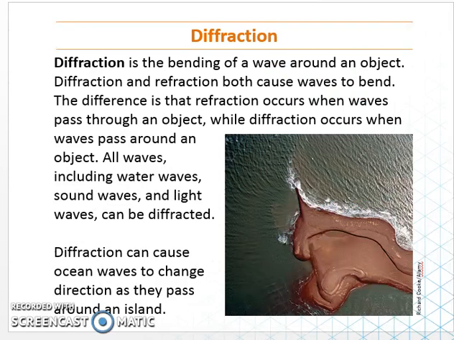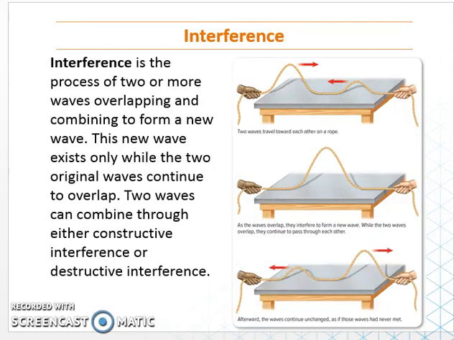Diffraction is the bending of a wave around an object. Diffraction and refraction both cause waves to bend. The difference is that refraction occurs when the waves pass through an object, while diffraction occurs when a wave passes around an object. Think of a detour. When you're driving, if you have to go around an obstacle, they send you on a detour. That's what diffraction is. It's a detour of the waves. All waves, including water waves, sound waves, and light waves, can be diffracted. Diffraction can also cause ocean waves to change direction as they pass around an island.